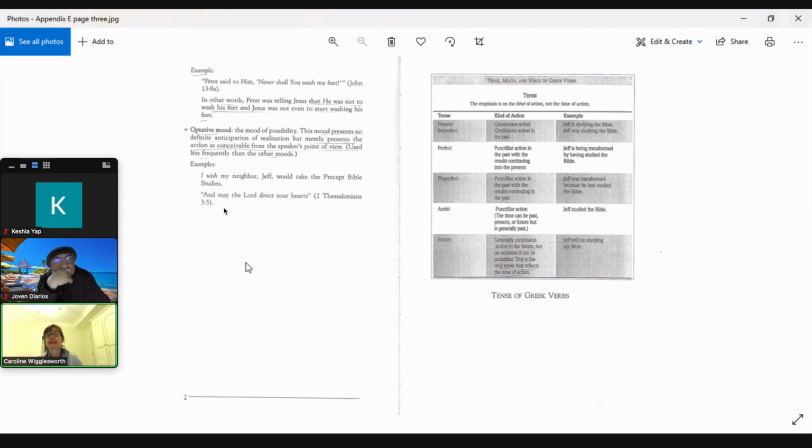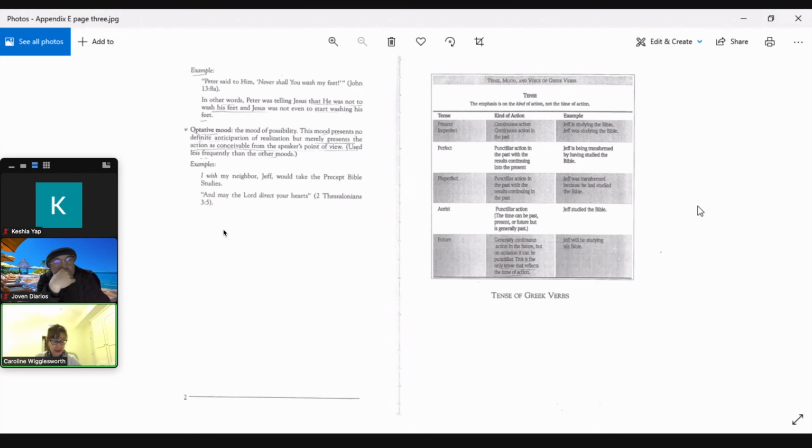The example is, Peter said to him, never shall you wash my feet, from John 13:8. In other words, Peter was telling Jesus that he was not to wash his feet, and Jesus was not even to start washing his feet. And then there's the optative mood, which presents no definite anticipation. It's the mood of possibility. For example, I wish my neighbor Jeff would take the Precept Bible studies.